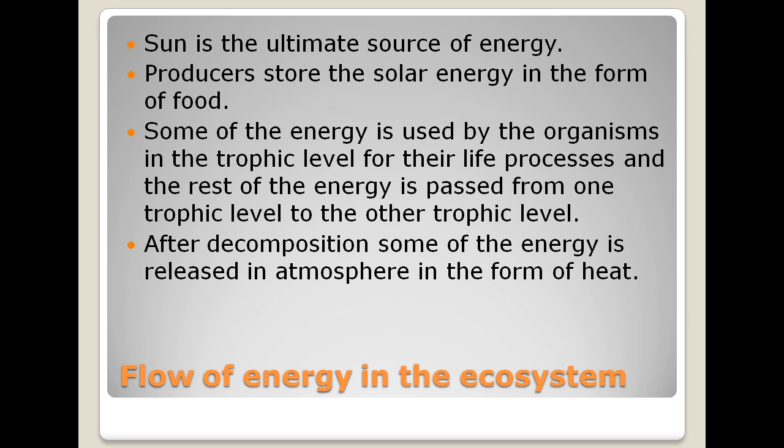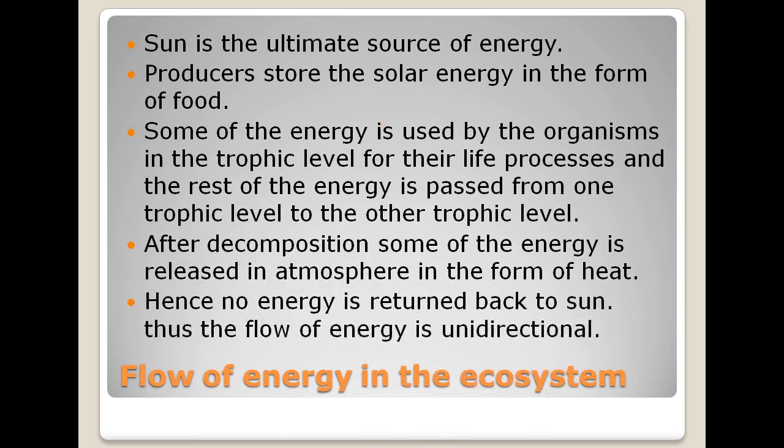The process continues till the energy is transferred to the top level. But after the decomposition of this top level, the energy is released into the atmosphere in the form of heat. That means no energy is given back to the sun. Hence, we can say that the flow of energy in an ecosystem is unidirectional. Unidirectional means it flows only in one direction.